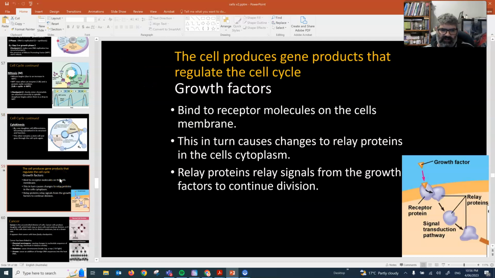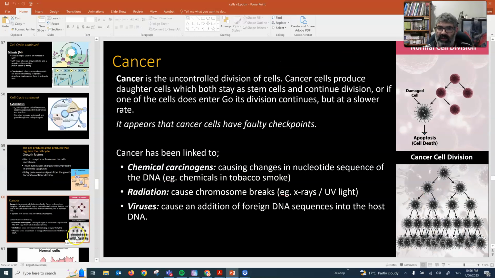And again, in the video, I talk about how growth factors bind to the outside. The proteins, which are called relay proteins, send signals to the DNA where it'll continue to grow, divide, and go through that cell cycle. Cancer is where it has faulty checkpoints where it's meant to stop. It doesn't stop. I know I'm going through this quickly, but like I've said a few times, it is in the video. You can pause it, rewind, fast forward, and ask me questions in emails if you would like.